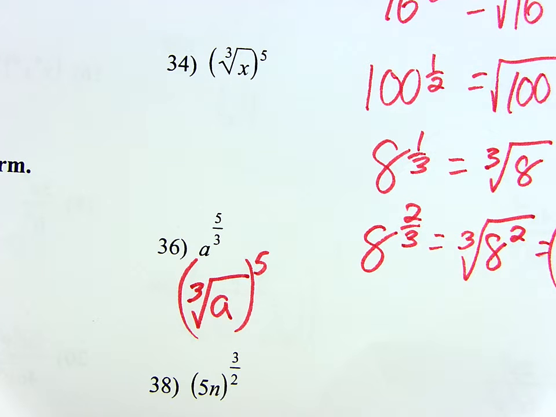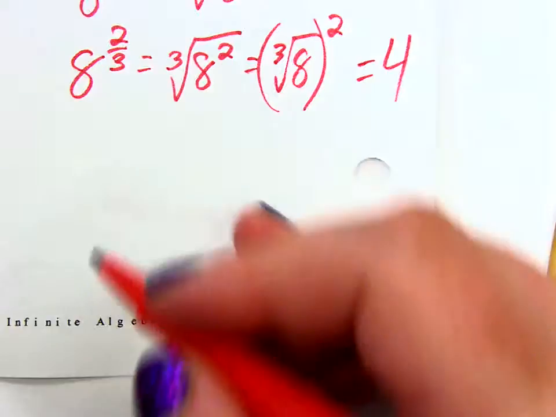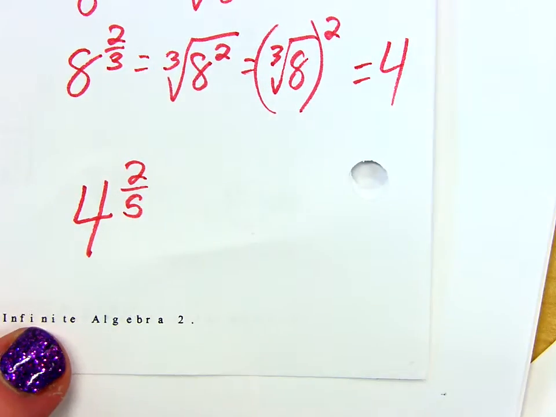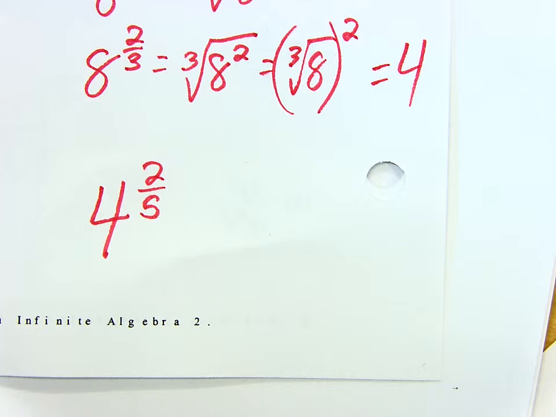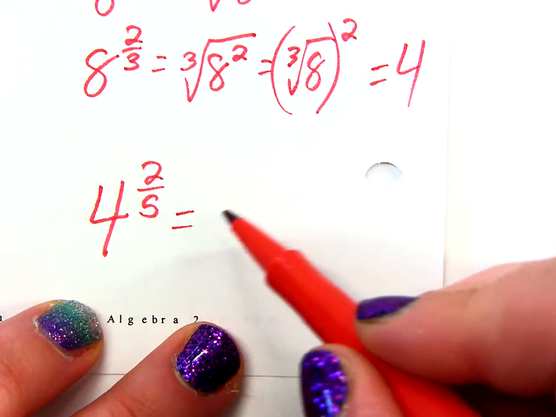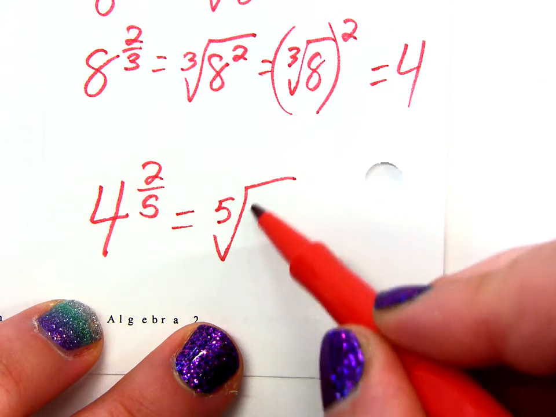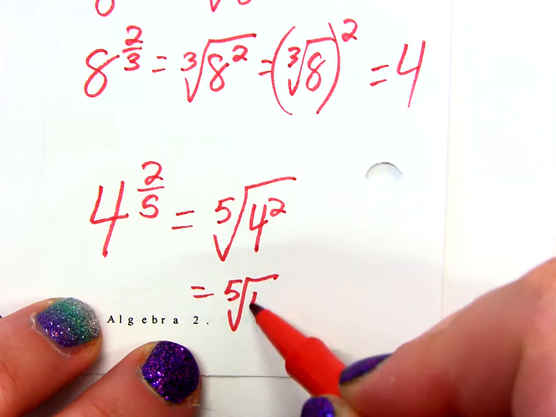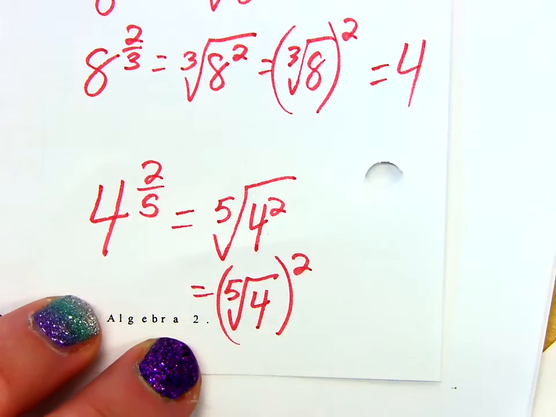So see if you, oh man, do this one for me. Do 4 to the 2/5 power. Rewrite that in radical form. Okay, you got it? You could have either written this, the 5th root of 4 squared, or you could have written the 5th root of 4, squared.